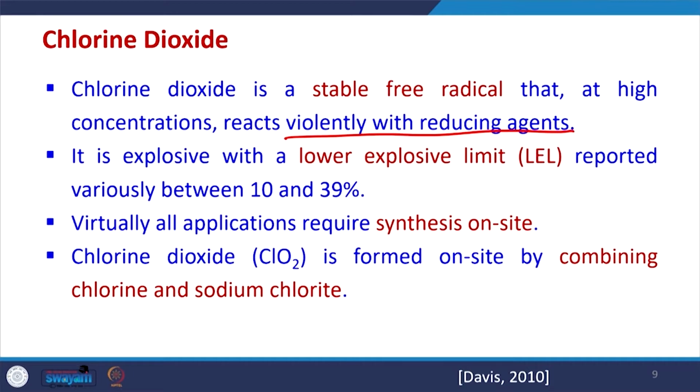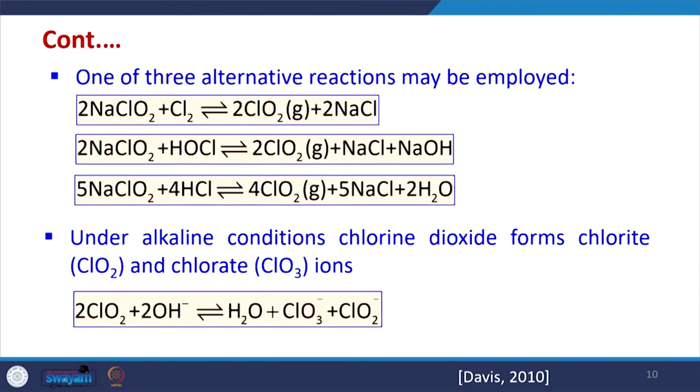And this formation takes place by combining chlorine with sodium chloride. So, this way we can make chlorine dioxide. Generally it is not a very preferred chemical for disinfection, but if it has to be used, it has to be made on site. One of the three alternative reactions via which chlorine dioxide can be formed is shown here. We can see the sodium chloride reacting with Cl2, HOCl, or HCl. With reaction with any of these we can make chlorine dioxide on site itself.